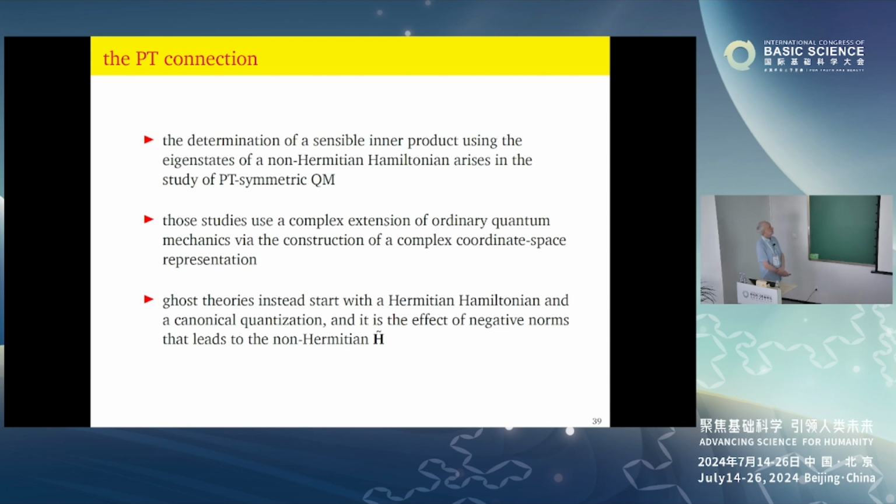Then here's the second one, the connection with PT-symmetric quantum mechanics. Now, in those studies, the determination of a sensible inner product using the eigenstates of a non-Hermitian Hamiltonian arises. So that sounds very similar to what we're doing with the ghost theory. On the other hand, those studies use some kind of complex extension of ordinary quantum mechanics by the construction of a complex coordinate space representation. So they actually don't end up talking about these real values for position that I'm talking about.